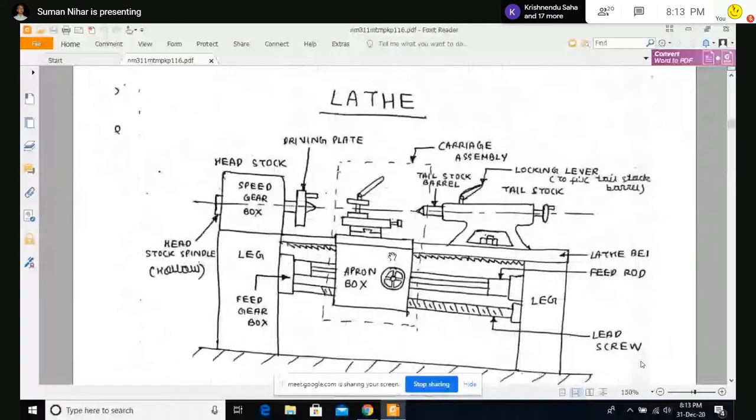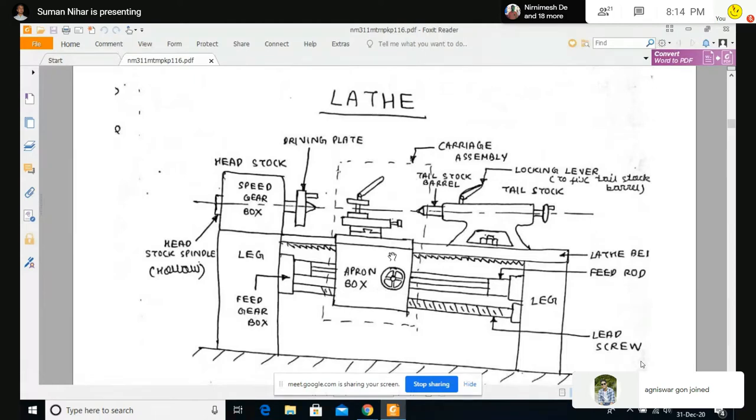Then I have told you regarding the main parts, the different important parts of the lathe. Here on the screen you can see a hand-drawn figure of a lathe. This is the speed gear box, this is the headstock, on this side is the tailstock. This is the tool post, this is the driving plate, this is the carriage. Here is the feed rod, this is the lead screw. These are the main parts of the lathe.